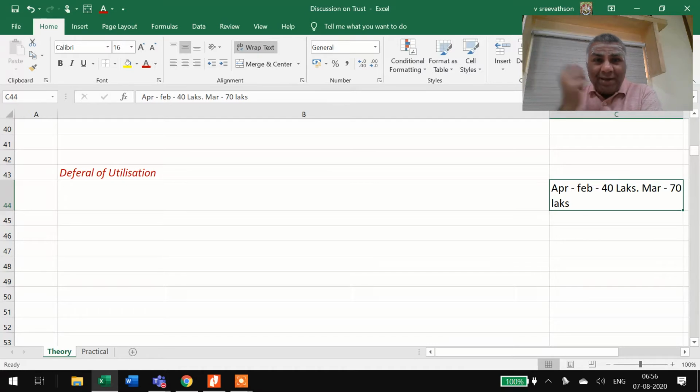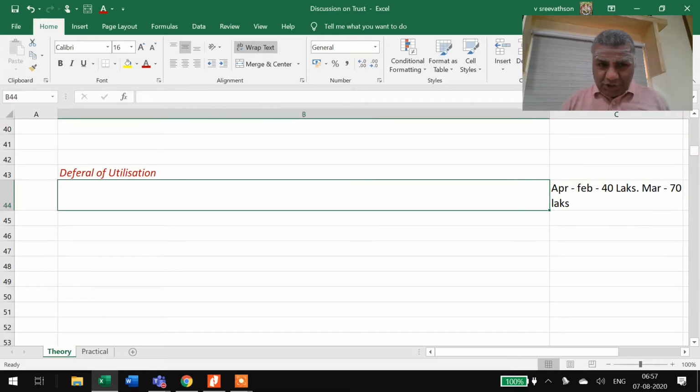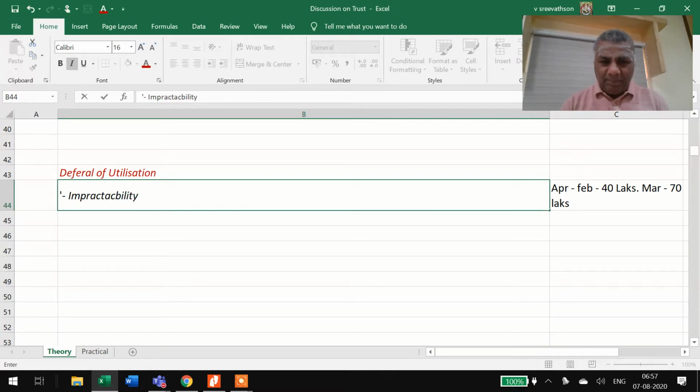But I receive the donation in the month of March, or probably in the last quarter. How do you expect me to spend everything within a short period? So the law gives the first deferral as impracticability.